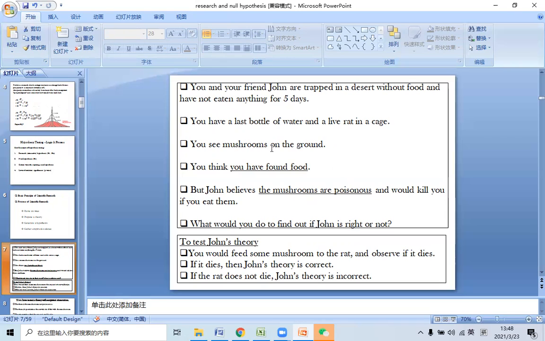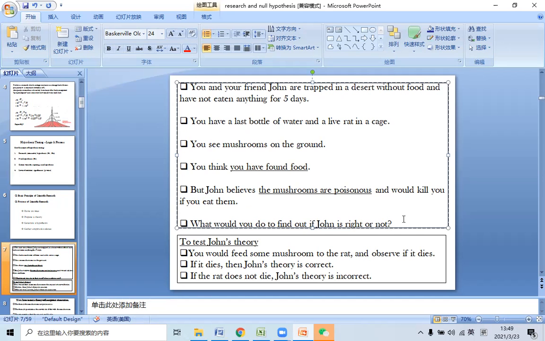You are carrying your pet with you. And then you see some mushrooms on the ground. This could be potentially edible. And you think that you have found food. But your friend John is more cautious. He has a different idea. He believes that those mushrooms are poisonous. It could kill you. If you eat them, you die. Many mushrooms are highly poisonous. They really kill people. You need to make a decision. What would you do to find out if John is right or not?